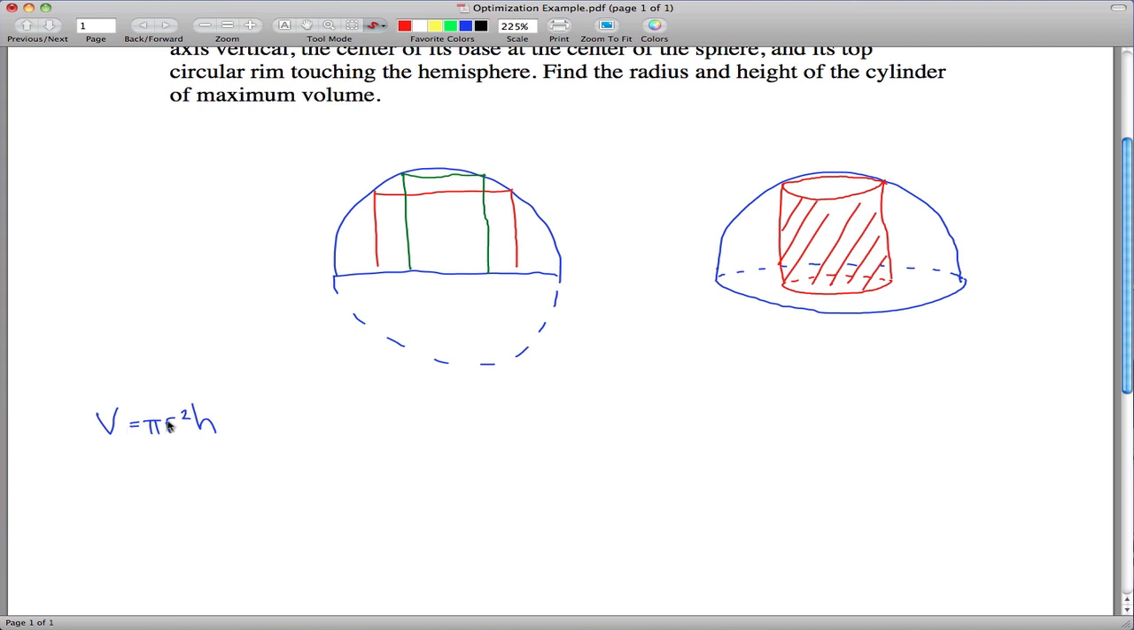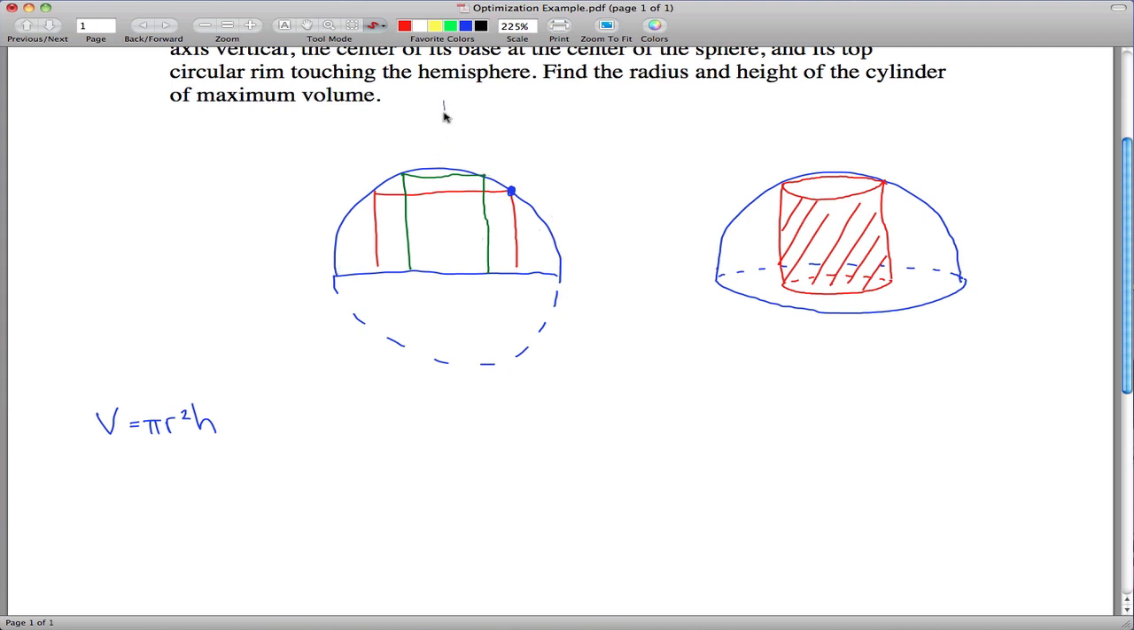The problem is it has 2 variables in here, an r and an h. And we only know how to do single variable calculus at this point. So what we need to do is find some equation relating the r and the h. The piece of information that we haven't used yet is that this cylinder has to touch the hemisphere. Or in this picture, these corners right here, we'll use the red one, fall on this circle right here.